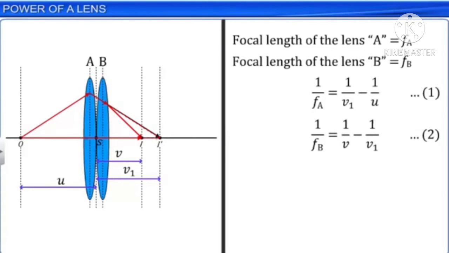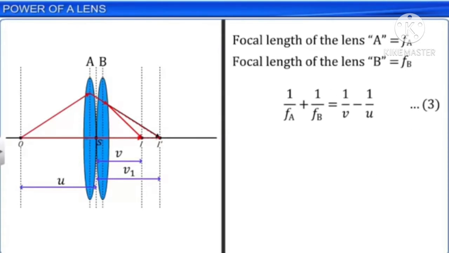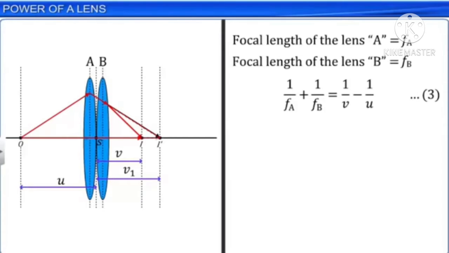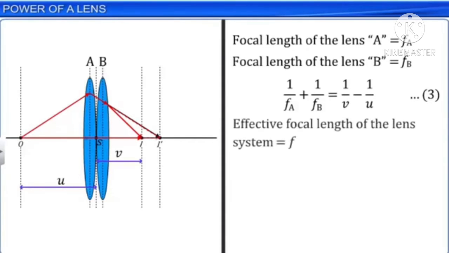For the system of two thin lenses in contact, U is the object distance and V is the image distance. If F is the effective focal length of the lens system, then using the thin lens formula, we can write that 1 by F is equal to 1 by V minus 1 by U. Let this be equation 4. From equations 3 and 4, we can write that 1 by F is equal to 1 by FA plus 1 by FB. Let this be equation 5.